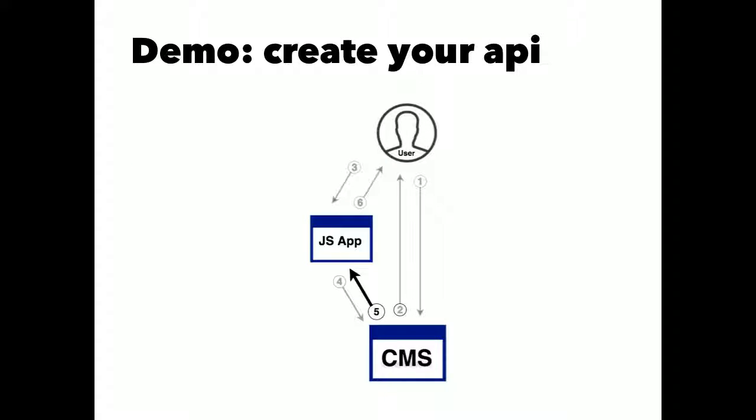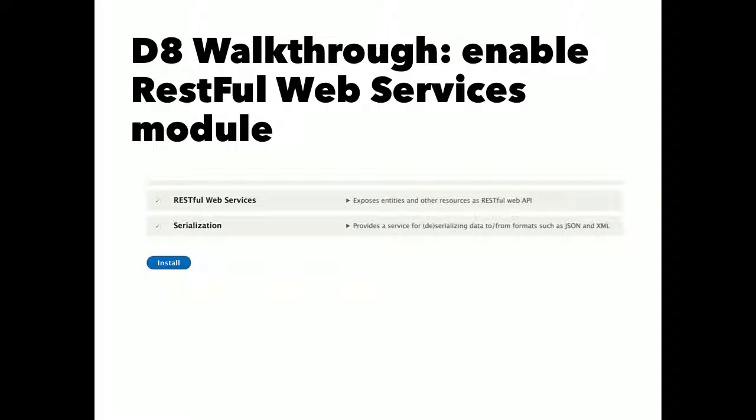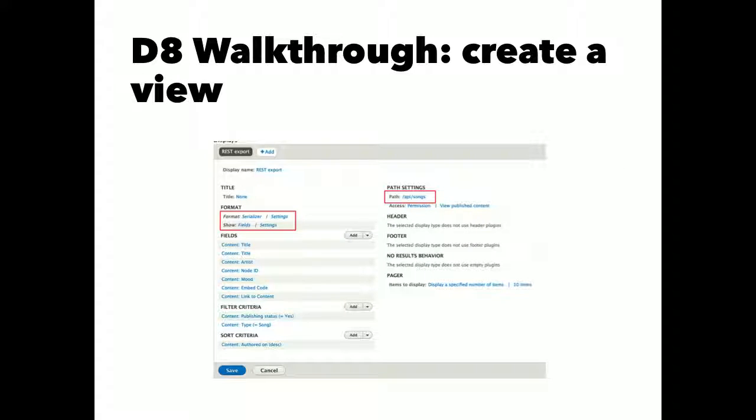So working backwards from the data model, we're going to be creating the API, which is this leg of the step right here, the CMS. Drupal will send the data via JSON or XML to your JavaScript application. And so we're going to enable the RESTful Web Services module. It's included, which is great. And then we're going to make a view.